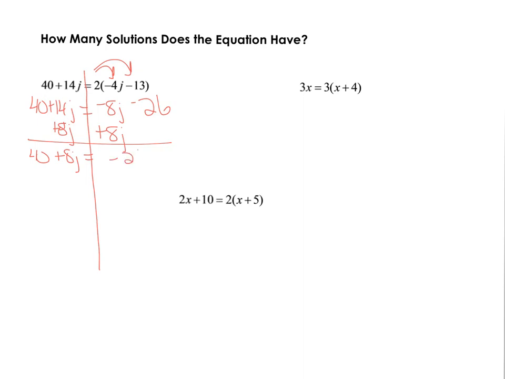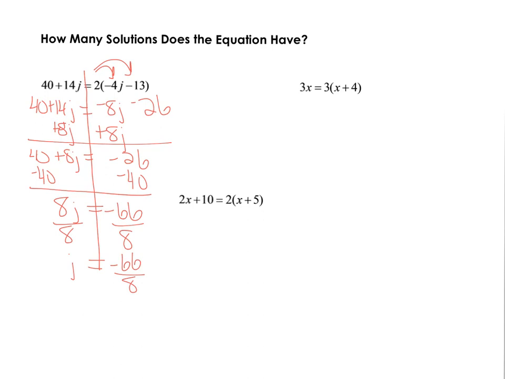Don't lose that minus sign. I'm going to subtract 40 from both sides. I get 8j equals negative 66. I divide both sides by 8, and I get this fraction. I don't really like it, but I don't really care.